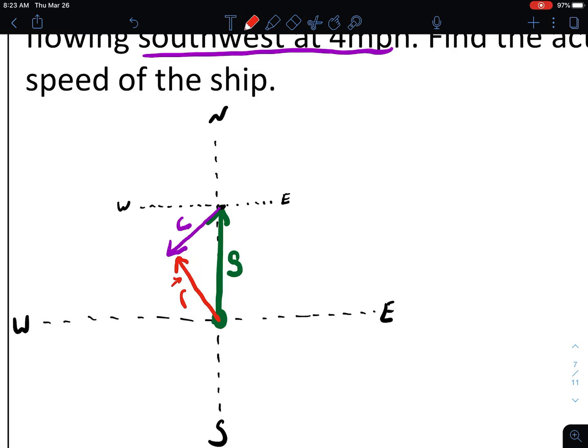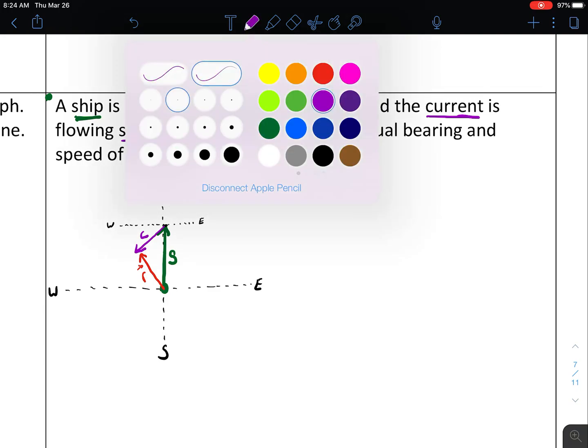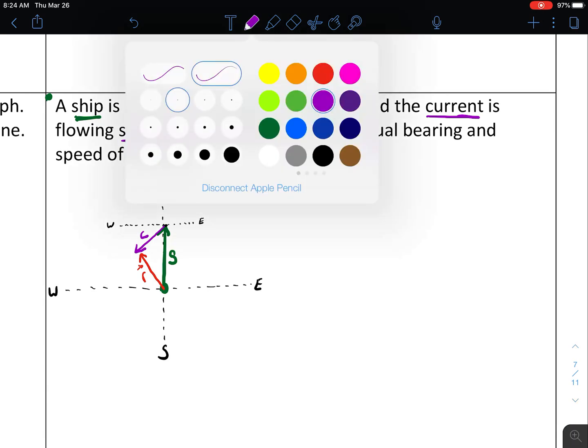And so we kind of see that this ship is going to be headed in the direction slightly west of north. And so we have our diagram. Now you could actually solve this using triangles and not vectors, but I'm going to take a vector approach. So the resultant vector here is going to equal the sum of the ship's vector and the current vector.